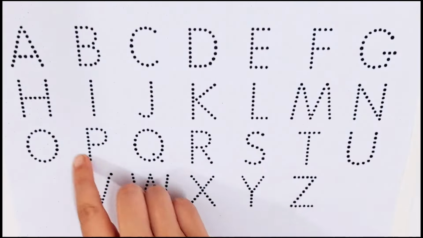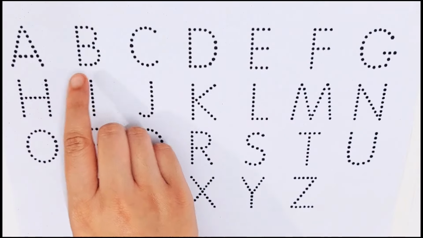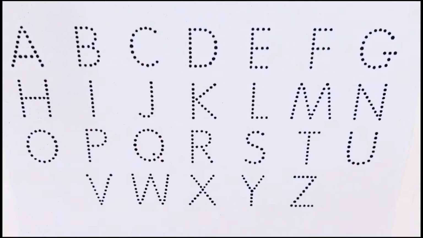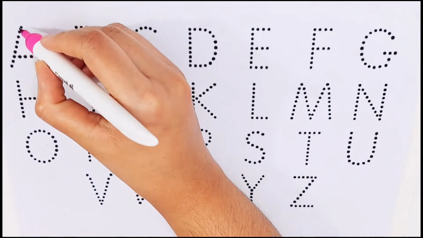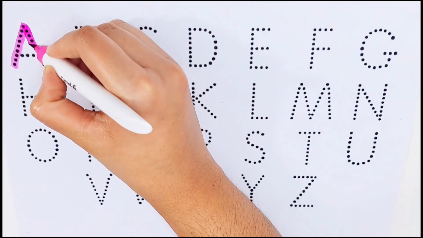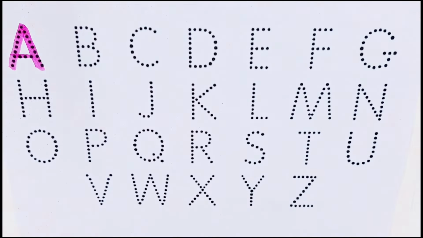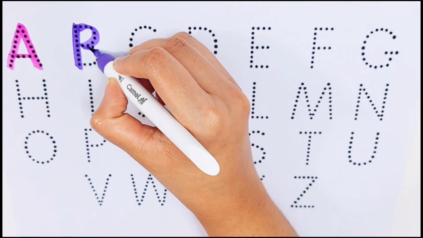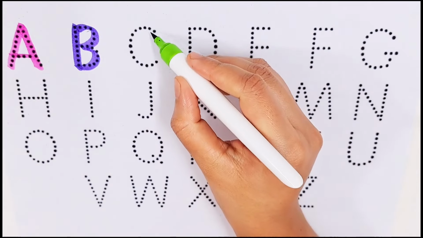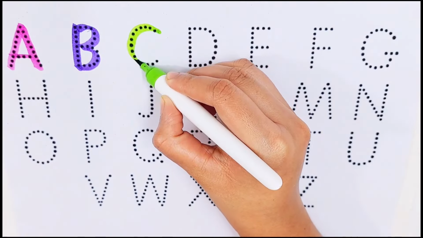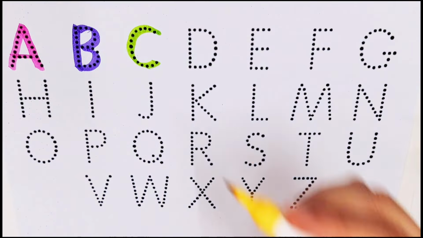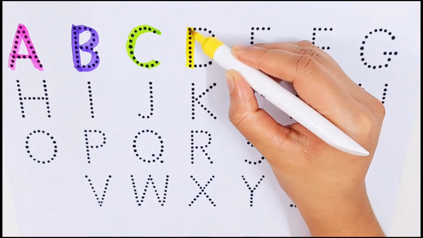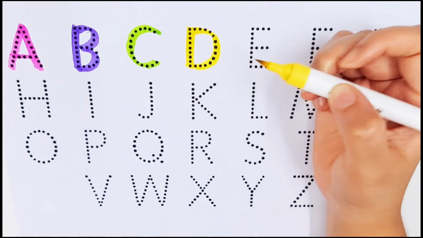Today we are trying to learn some alphabets. A, B, C, D. A for axe. B for butterfly. C for candy. D for door.